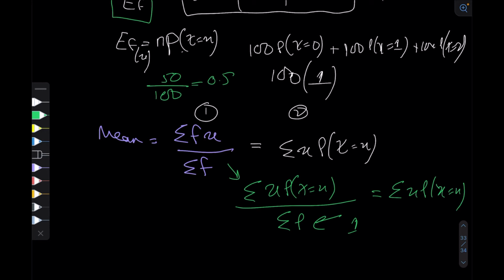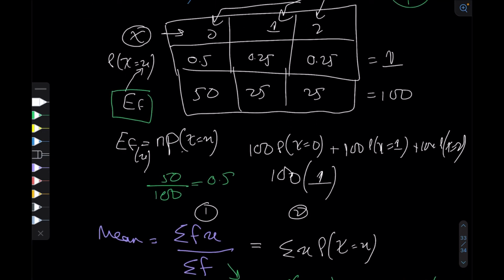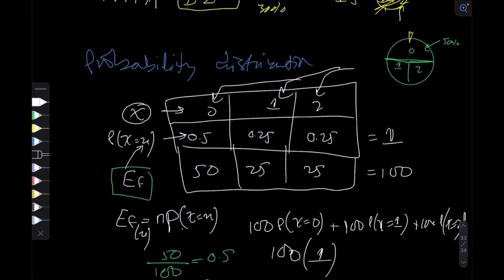To give you an example of this, what we really do is look at x, multiply it with the probability, and sum them all up. So the expected value of this would be 0 times 0.5 plus 1 times 0.25 plus 2 times 0.25, and this would turn out to be 0.75.